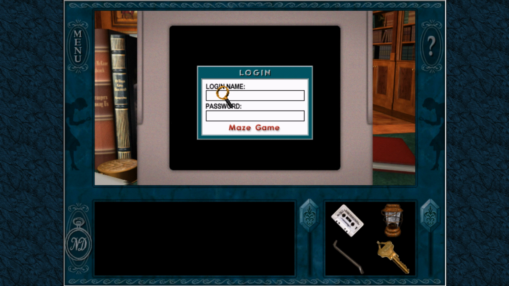Type in Lewis and press enter on your key.